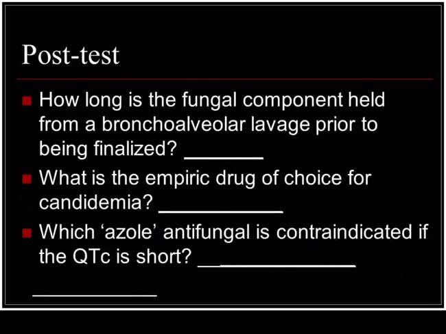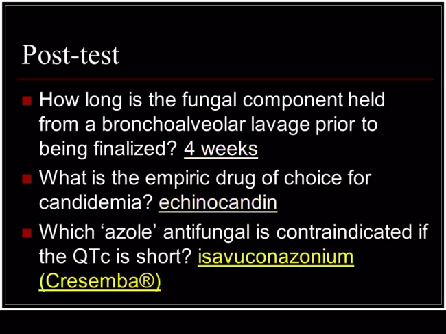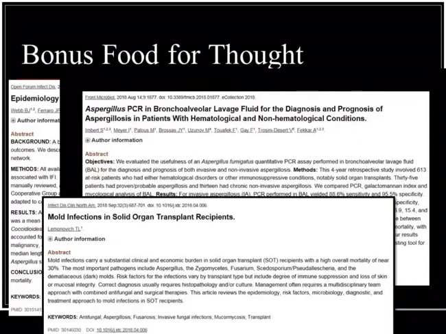So, with that being said, how long is the fungal component of the bronch held until it's finalized? Four weeks. Four weeks, perfect. Empiric drug of choice for candidemia is? Echinocandin. And which azole is contraindicated if the QTc is short? Cresemba, isavuconazonium.